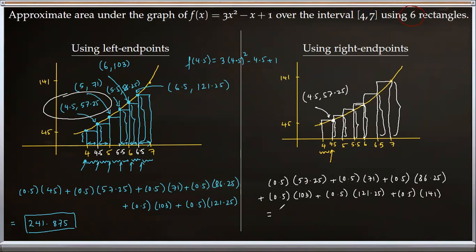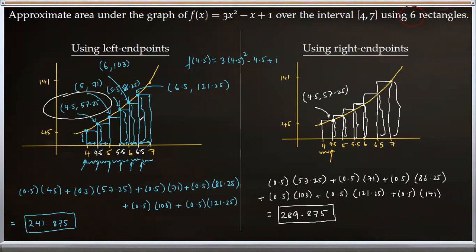So for that, I'm going to use my calculator. This gives me 289.875. So this is an estimate of the area under the curve using right endpoints.